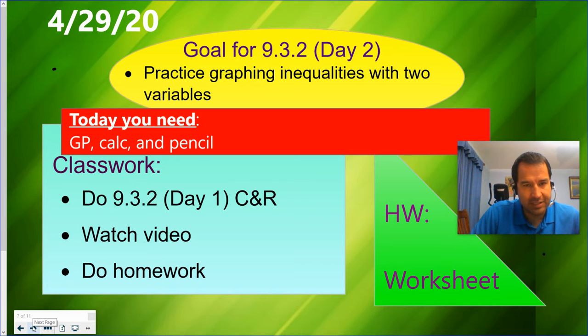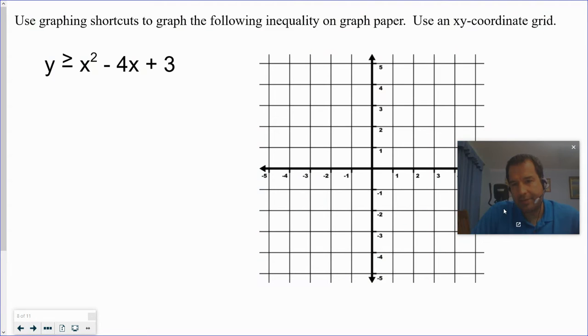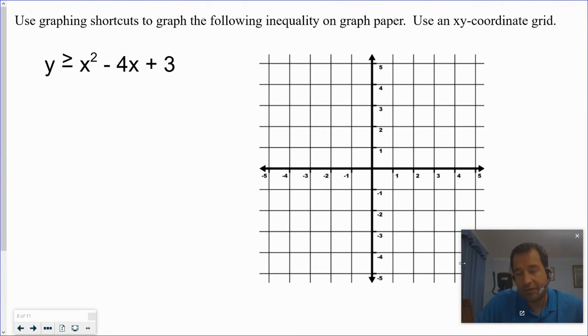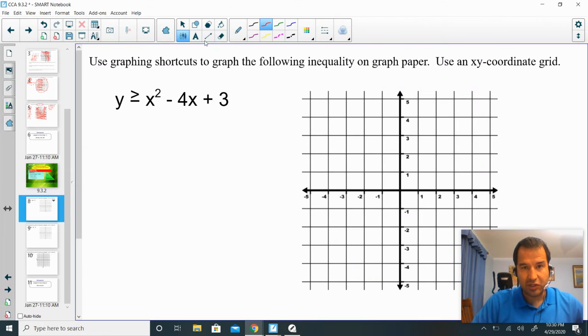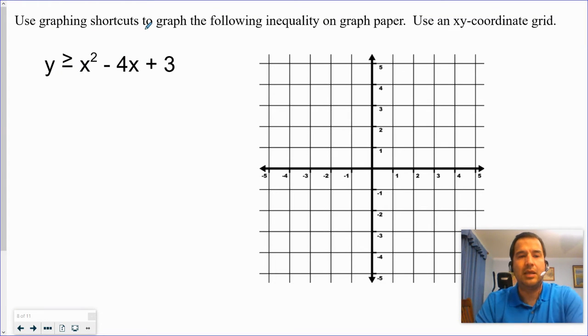Okay, let's begin. Now, one of the things we talked about is everything we've done so far until now has been linear. What if it's no longer linear? What if we change it to something different? And that's what I want to focus on today. So as you notice this right here, we have a quadratic equation here. Now, use graphing shortcuts to graph the following inequality on graph paper. Use an XY coordinate grid.